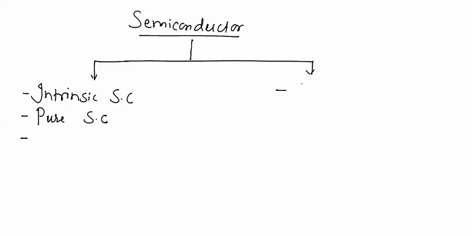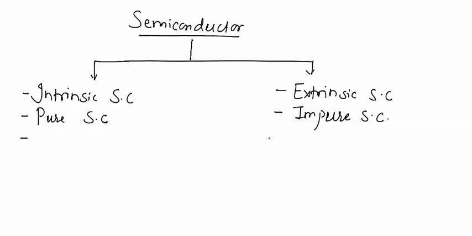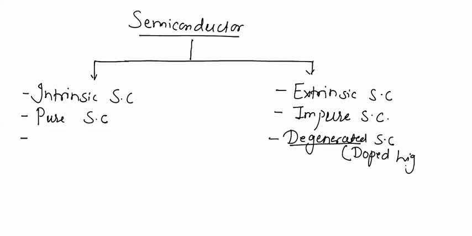The other type is called extrinsic semiconductor. They are also called impure semiconductor. Impure semiconductor means we have added some other atoms to the semiconductor. And a special case of extrinsic semiconductor is called degenerated semiconductor. This word degenerated is used for the doped semiconductor, extrinsic semiconductor, in which doping is very high, doped highly.